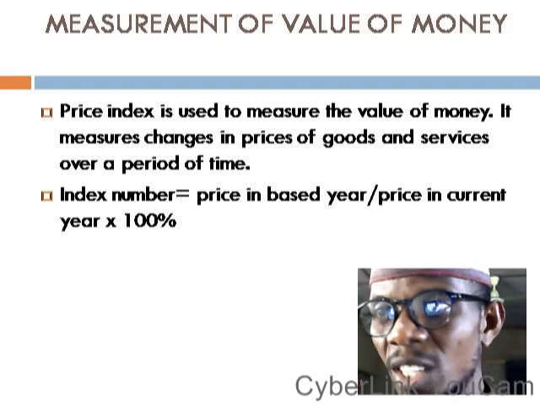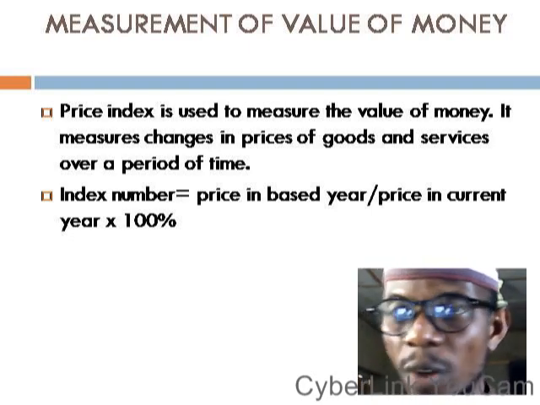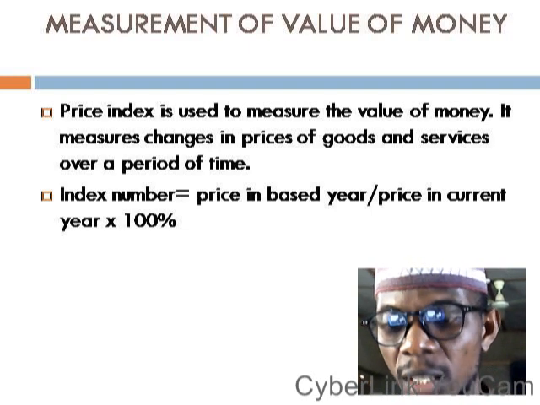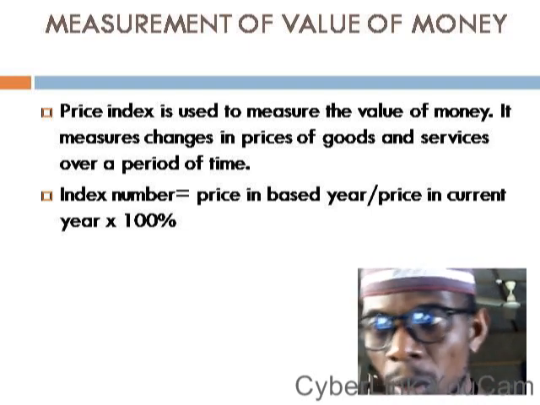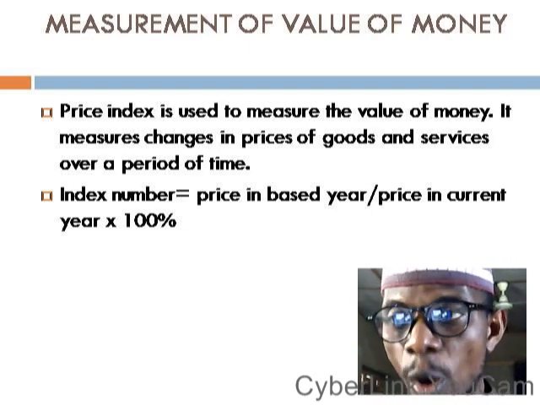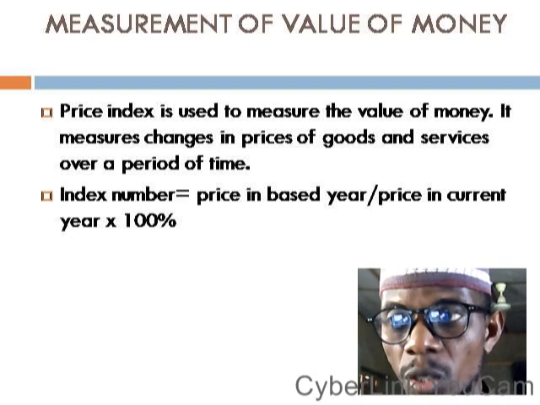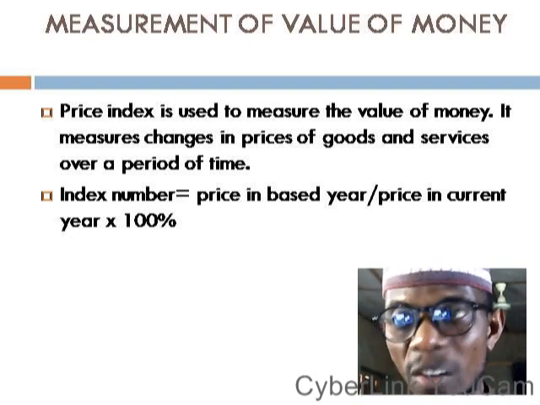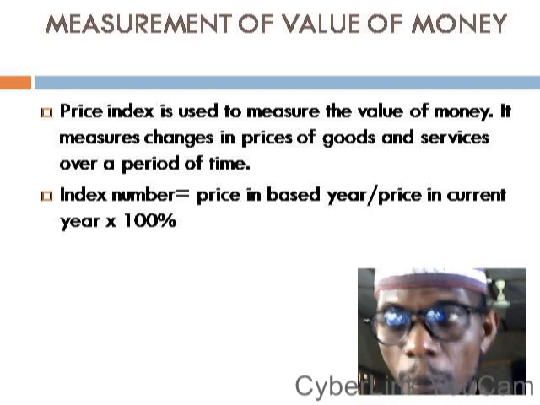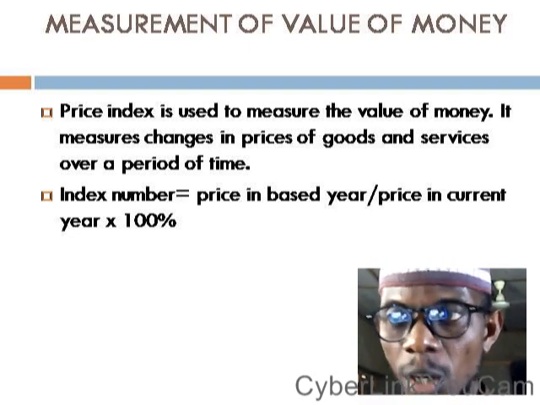And what is the meaning of price index? It measures the change in the price of goods and services over a period of time. We compare the change in the price of goods in a particular month to another month. But economically, we use a quarterly basis. In a year, we divide it into four sections. We call it quarterly.